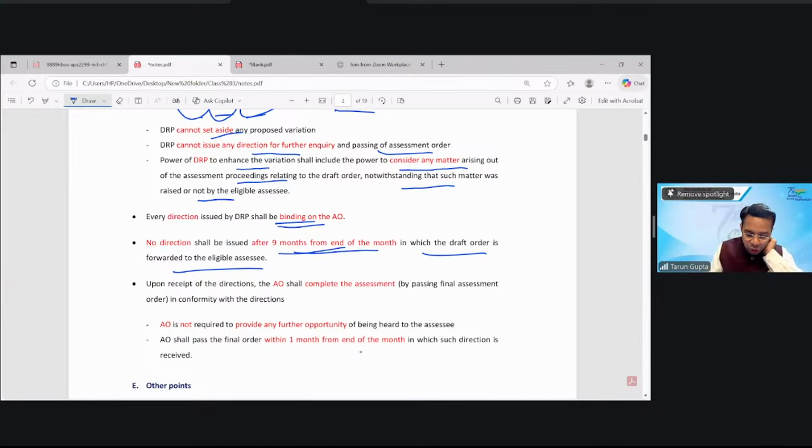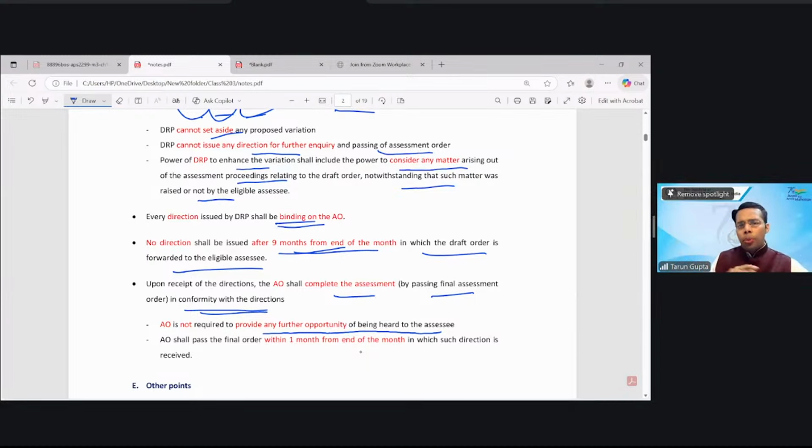Upon receipt of direction, AO shall complete the assessment by passing the final assessment order in conformity with the direction. AO has no leeway, no option to deviate from the direction. He has to just copy paste the direction. AO is not required to provide any further opportunity of being heard to the assessee at the time of passing the final order. Why? Because what will the assessee do? He will submit that directions are not appropriate, but AO cannot help it. AO is bound by the direction. So if you are not happy with the directions, then go to the ITAT.